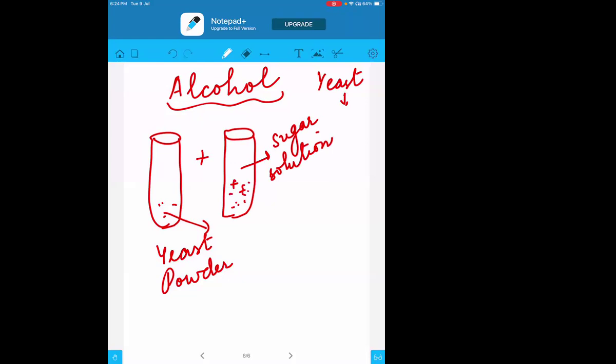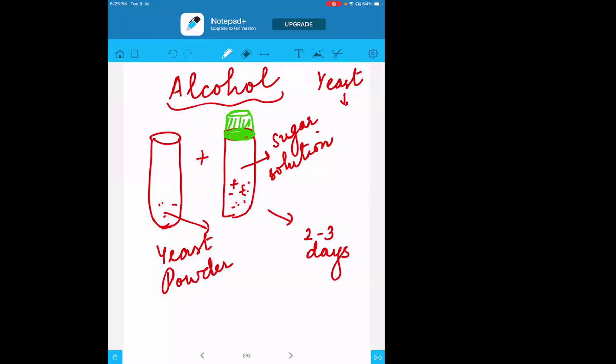Now, once we have added the sugar solution to it, we have to cover the mouth part of it with the cork. The top part of the test tube, we have to now cover it. And we have to leave this setup for 2 to 3 days. Now, when you leave this setup for 2 to 3 days, what happens?